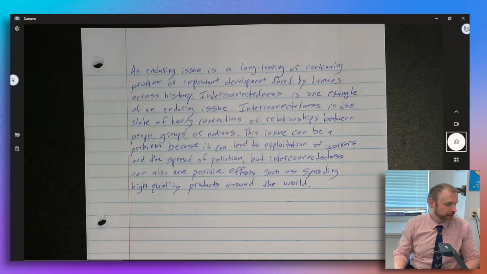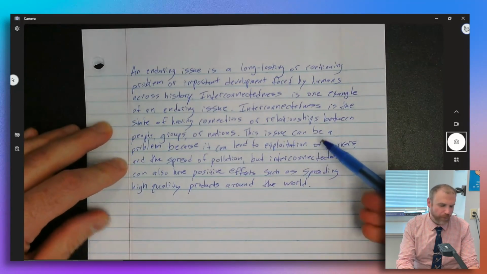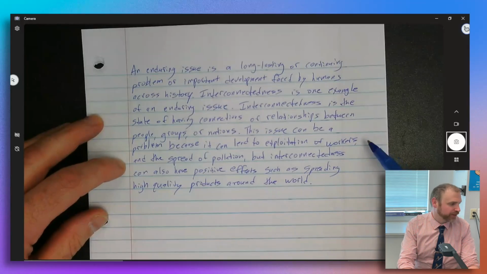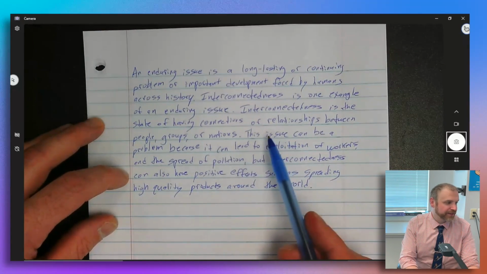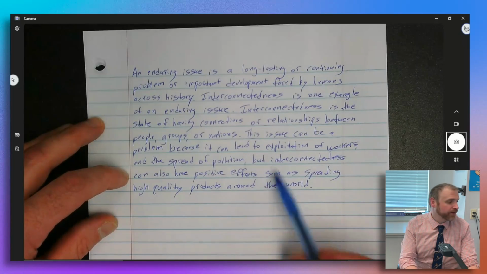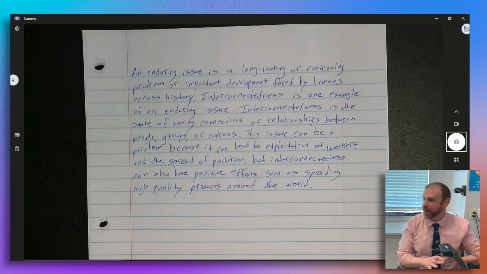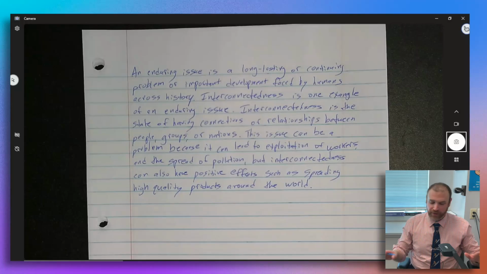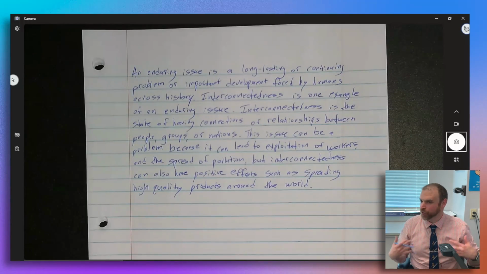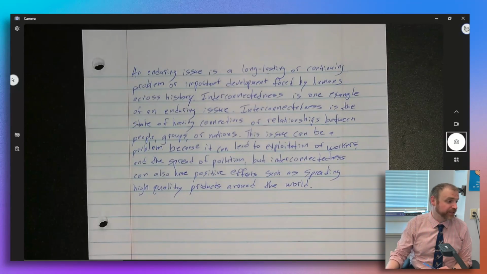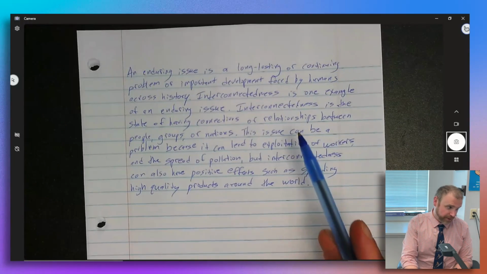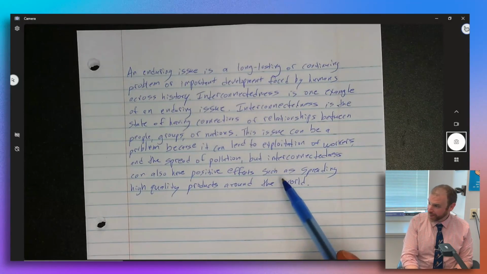All right, so what I did here, you might say, where did this information come from? What do you mean exploitation of workers, pollution, spreading products? These effects of interconnectedness are the ones that I found in the documents after I read and analyzed them. So I'm just giving the reader an introduction into why interconnectedness is a big deal, both bad and good. Does that make any sense? Okay, that's probably the hardest part of the entire thing. I basically summarized in this sentence here the effects that this issue has around the world.